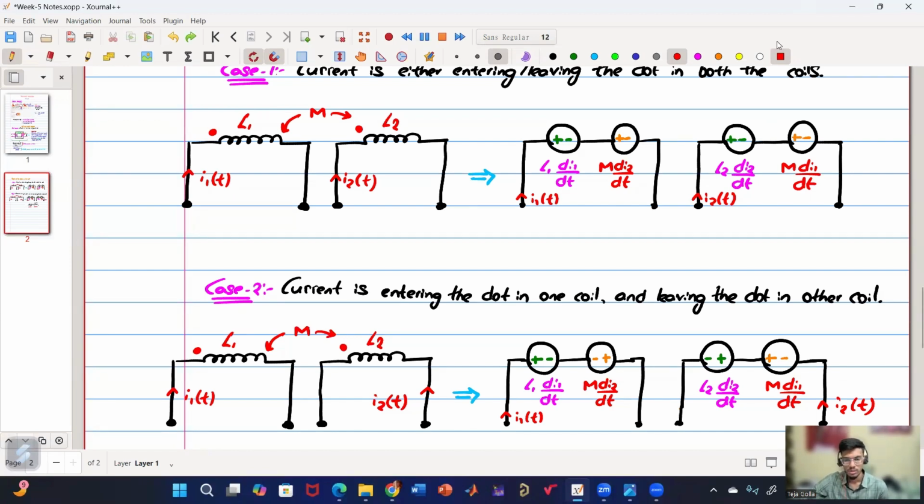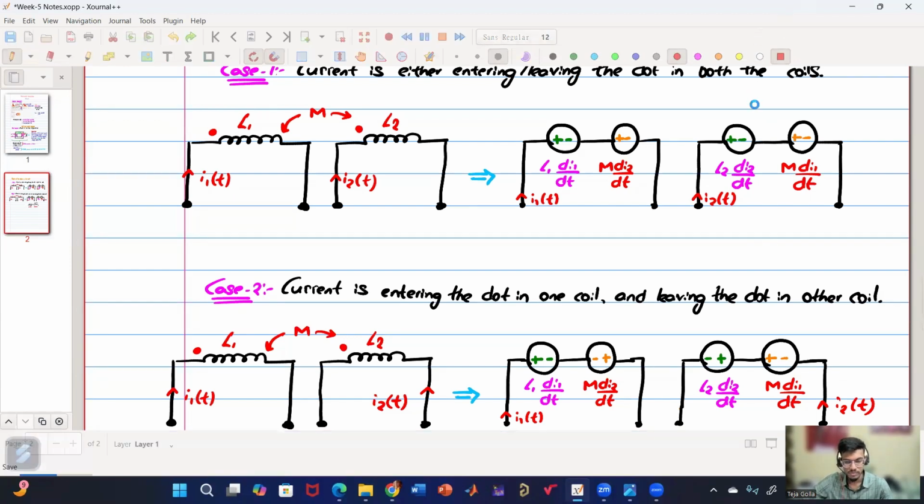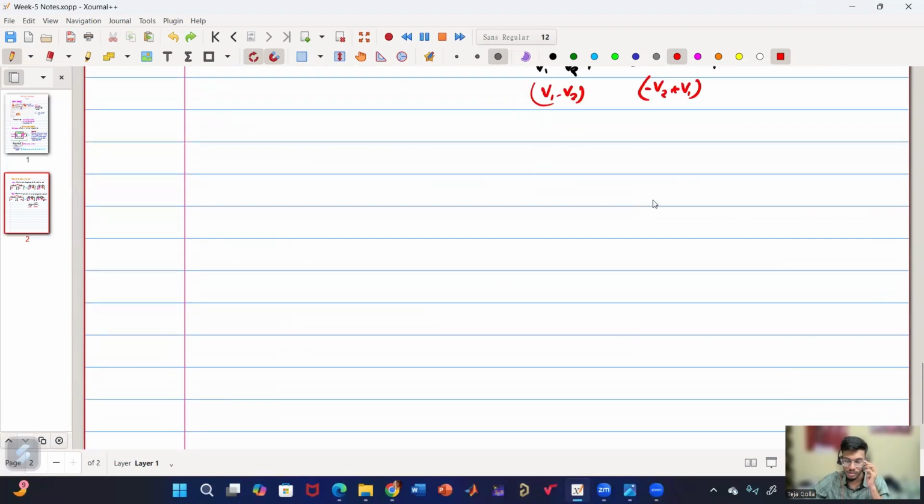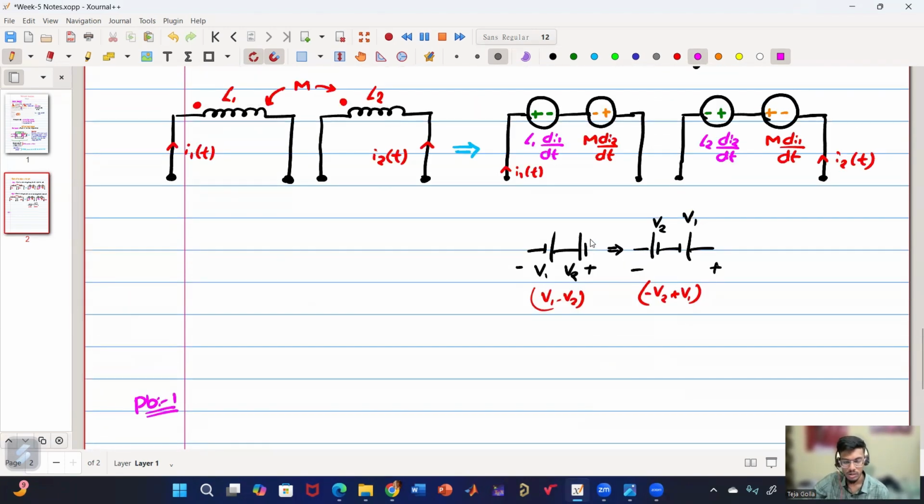Okay, sir. Any other queries? No, sir. Okay, so let us quickly solve one problem. Everyone, is it clear until this point? Sir, yes. You have changed the direction of I to now, so then why are you changing the polarity of that voltage? Which voltage? This one or this one?